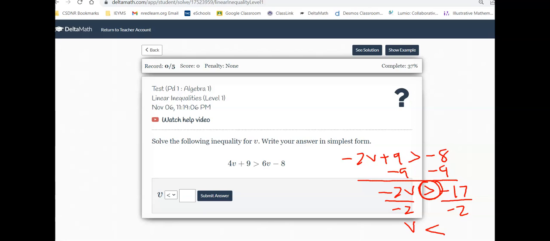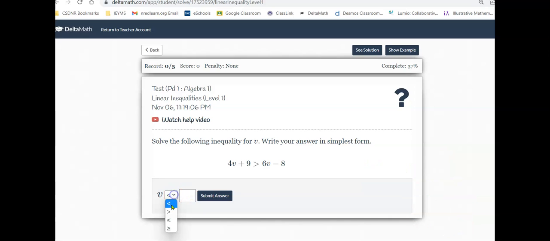positive 8.5. So v is less than 8.5. So that's what I'm going to select over here. V is less than 8.5.